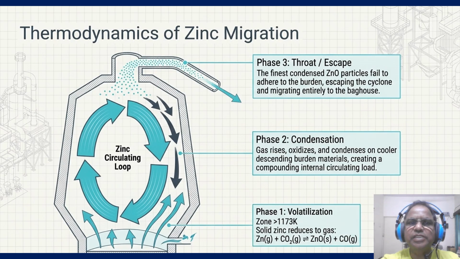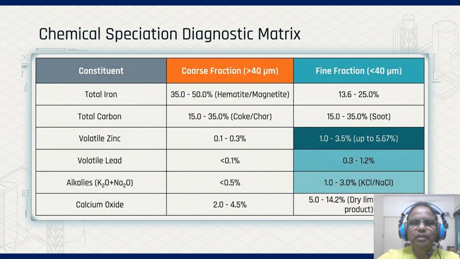To quantify this migration, we must look at the specific chemical specialization in each fraction. Now, this diagnostic matrix is our cheat sheet for recycling. The orange column shows the coarse fraction, which is an iron rich treasure, 35 to 50% total iron, mostly as hematite and magnetite. Its zinc content is negligible at 0.1 to 0.3%.